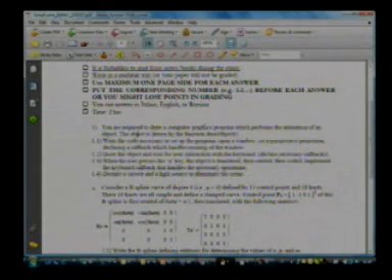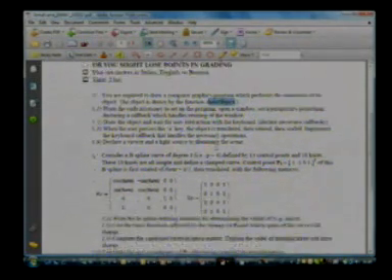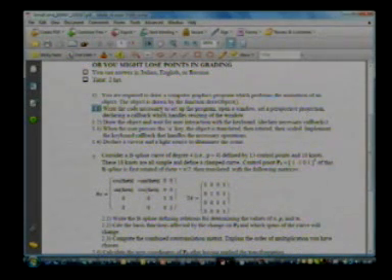First exercise. You can download this from the web page. You are required to draw a computer graphics program which performs the animation of an object. The object is drawn by the function drawObject. Question number 1. Write the code necessary to set up the program. Open a window, set a perspective projection, declaring a callback which handles resizing of the window.